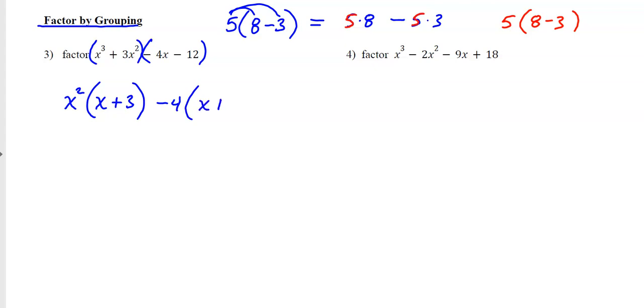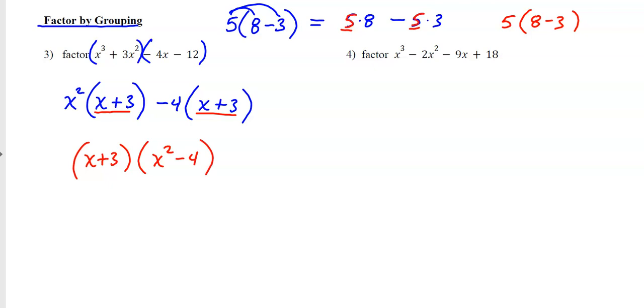And I'm going to have an x plus 3, because that would distribute back to be what's above. Well, notice now we have this common x plus 3, just like up here, we have this common 5 being multiplied by 2 different things. So what we can do is pull that out. We can pull out that x plus 3. And then the 2 things that are left, we can put them in a parenthesis, the x squared minus 4.